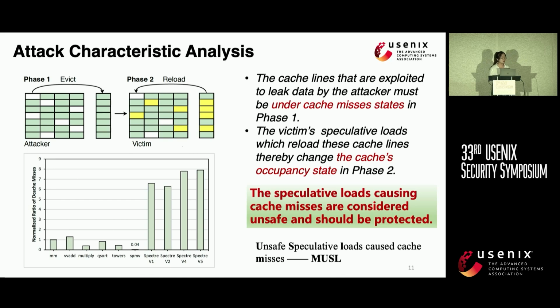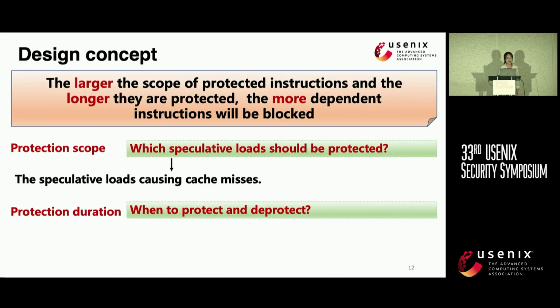Our experiment results show that the cache miss ratio is significantly higher in Spectre attack exploiting conflict-based cache-side channel compared to the normal program. So under our threat model, the speculative loads causing cache misses are considered unsafe and should be protected. We refer to them as MUSCLE. And the second aspect to consider is the protection duration.